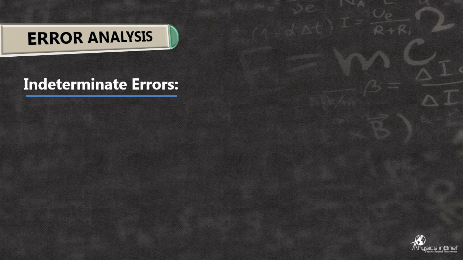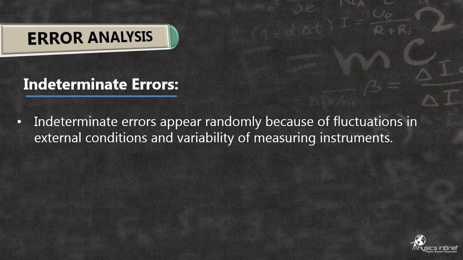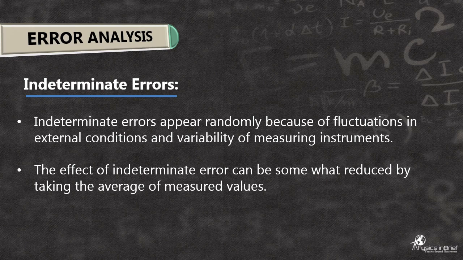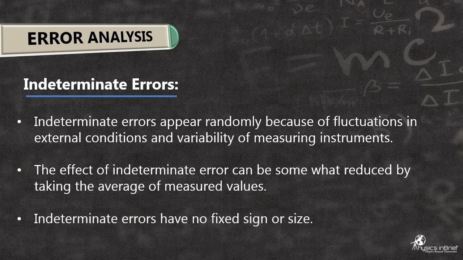Indeterminate errors. Indeterminate errors appear randomly because of fluctuations in external conditions and variability of measuring instruments. The effect of indeterminate error can be somewhat reduced by taking the average of measured values. Indeterminate errors have no fixed sign or size.